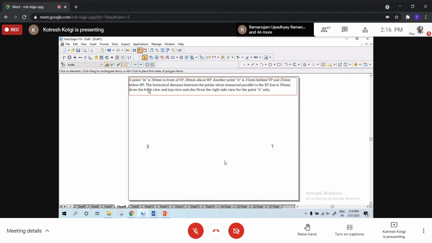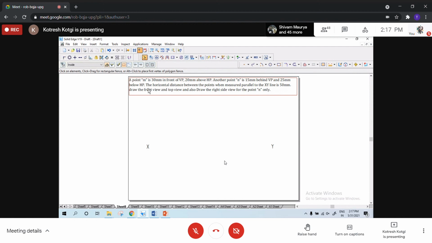It means what? 30 mm in front of VP, 20 mm above HP. The point M is in which quadrant? First quadrant. Now, another point N is 15 mm behind VP, 25 mm below HP. The point N is in which quadrant? Third. It is in third quadrant, right? Behind and below. Third quadrant. Am I right? Yes, sir. Right. N is in third quadrant. 15 mm behind VP, 25 mm below HP.